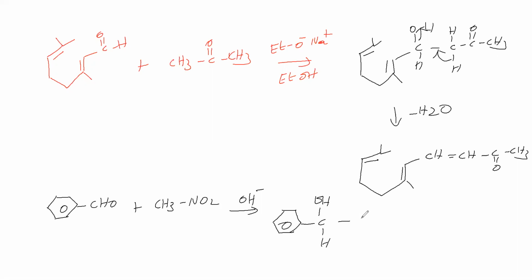This becomes carbanion. Therefore, CH2, then NO2. Okay. On warming, a water molecule is leaving like this. Therefore, we will get here CH double bond CH NO2. An alpha beta unsaturated compound we are getting. So, next reaction we'll see.